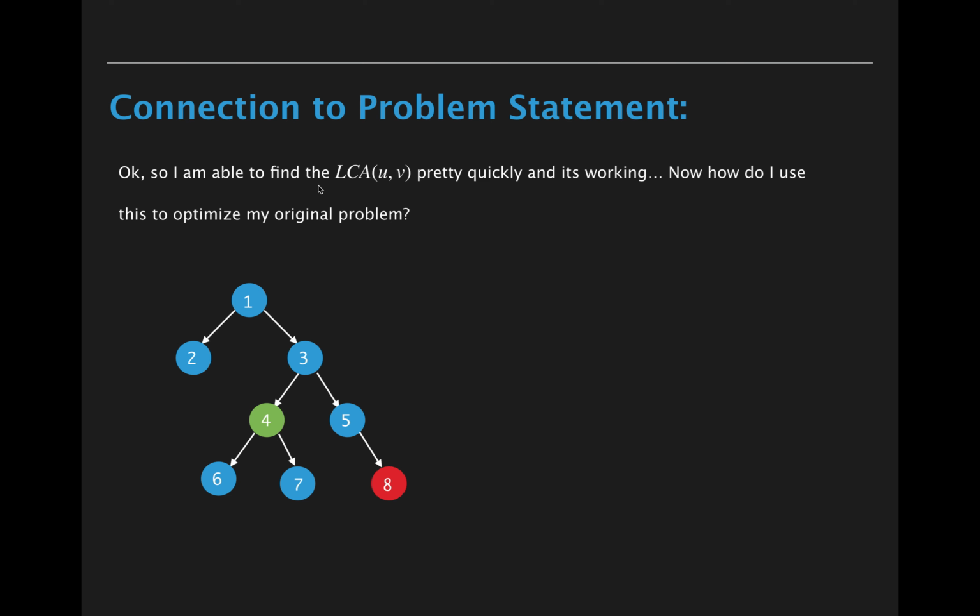So we're able to find the LCA of U and V, any U and any V, pretty quickly, and it's working. How do we use this to optimize the original problem, which we were able to optimize to order of n squared plus m? Now given U and V, if we want to find the distance, for example, if U is 4 and V is 8, there is a formula that we can use to find the distance between these two nodes. The first is the depth of U, which is the depth of 4, plus the depth of V, which is 8, minus 2 times the depth of the LCA of U and V, which in this case is 4 and 8.